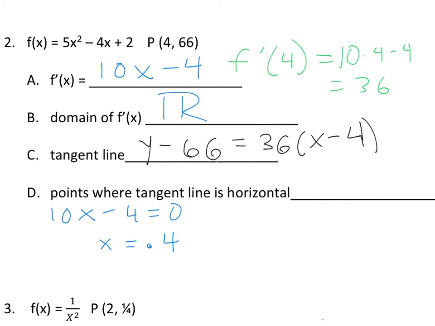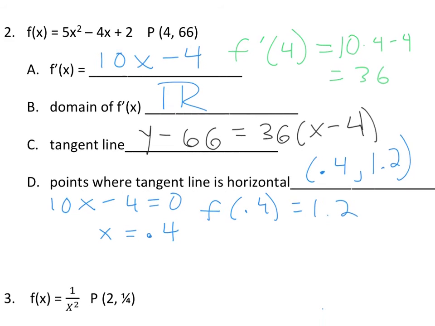So now we're just going to plug that into f of x, the original equation, to find out what the y value of the original equation is. I'm going to grab my calculator and put that in. And I get 1.2. So the point where my tangent line is horizontal is going to be 0.4, 1.2.